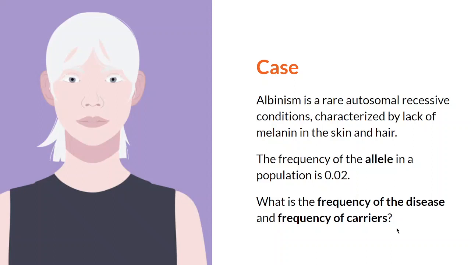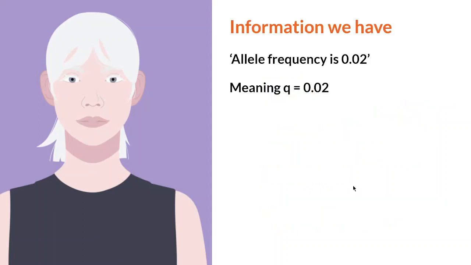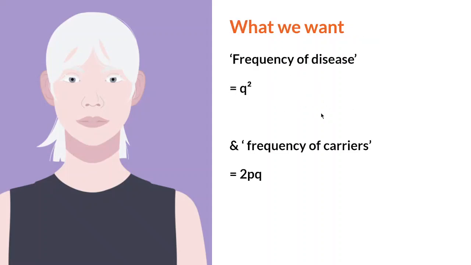It's a slightly different question because this time we're given the frequency of the allele, not the frequency of the disease. So the information we have is the allelic frequency. And if you go back to the P plus Q equals 1, the Q was the frequency of the recessive allele. So therefore, when we're dealing with an autosomal recessive disease, the allelic frequency would be Q. So Q equals 0.02. And what do we want? Well, it asks for the frequency of the disease, which we know is Q squared, going back to the P squared plus 2pq plus Q squared equals 1. And we also want the frequency of carriers, which is the 2 times P times Q.